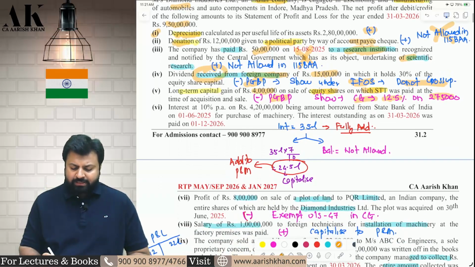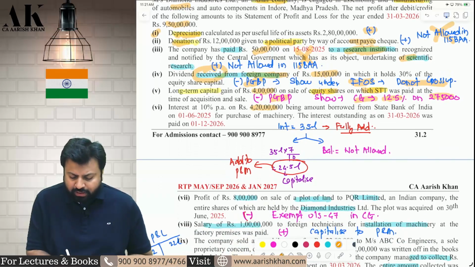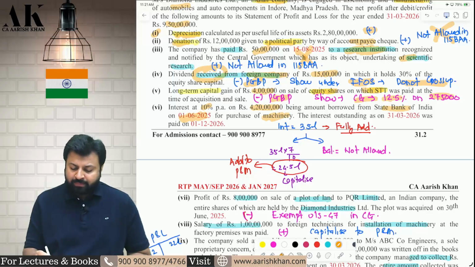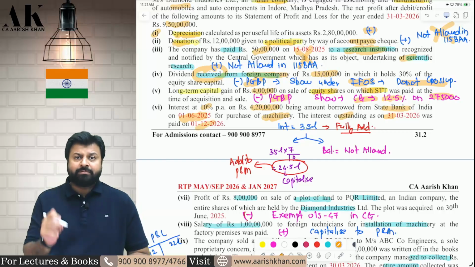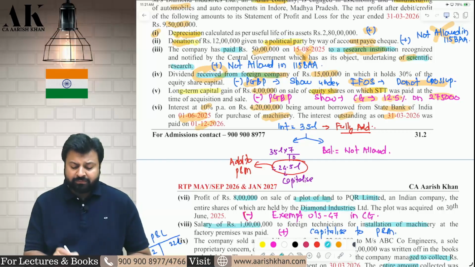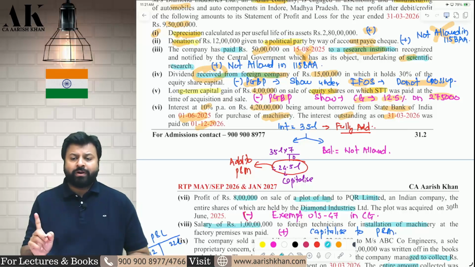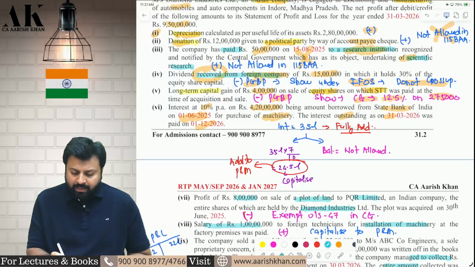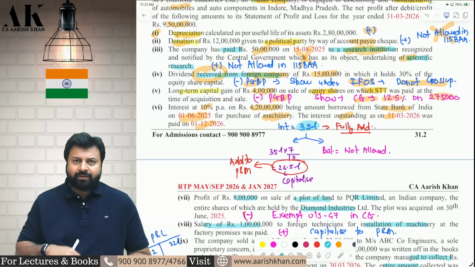Next is a very intelligent adjustment. You have taken a loan of 4 crore 20 lakh rupees from State Bank of India at the rate of 10%, on 1st of June 2025. This loan is taken for the purpose of purchasing some machinery. The interest on the loan is outstanding on 31st March, and was paid on 1st of December 2026. Very important. The rate of interest is 10% and the interest is payable for 10 months because the loan is taken on 1st of June. Therefore, the 10-month interest comes to 35 lakhs. First of all, do that.